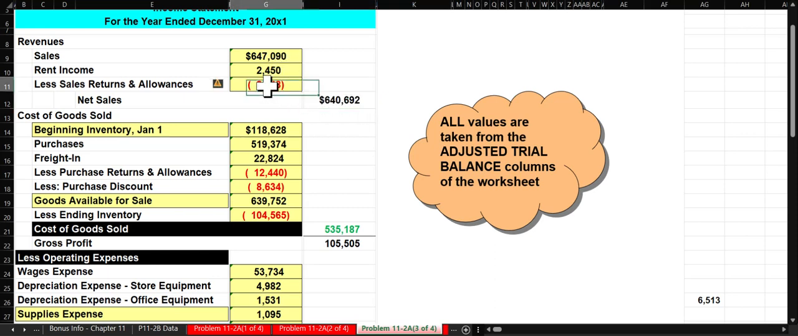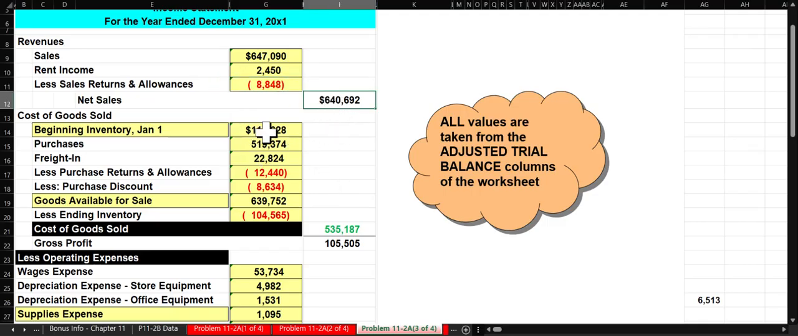But if you want it to be subtracted, you have to enter it as a negative. And I think I have it coded so that it will automatically pull. I don't remember. But even if it's not done for you automatically, remember it is a subtraction, so you enter it as a negative. So this is our net sales.